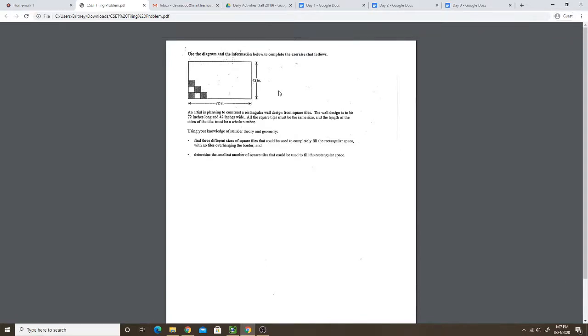So what do we learn, right? We learn that we need the size of the tile to be a factor of 42, but we also need it to be a factor of 72. So what we're really looking for here are common factors of 42 and 72. Okay, so we're looking for common factors of 42 and 72.